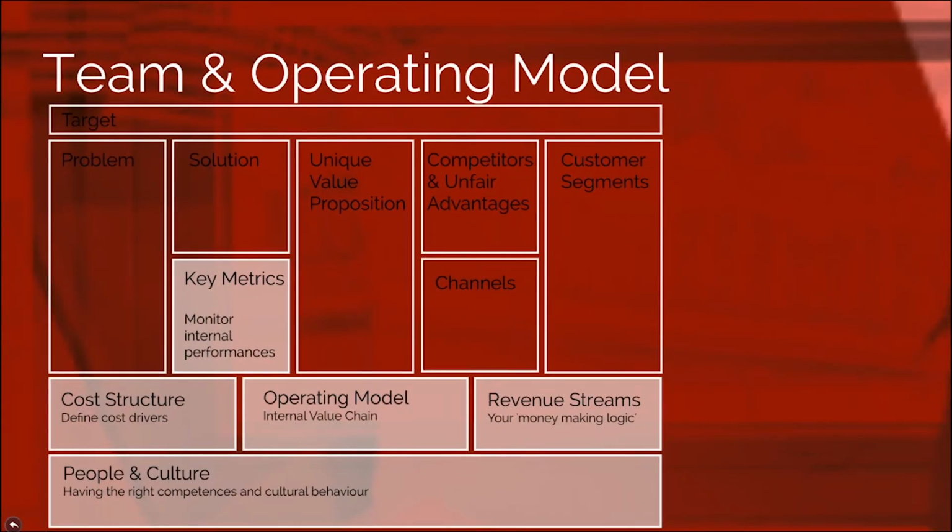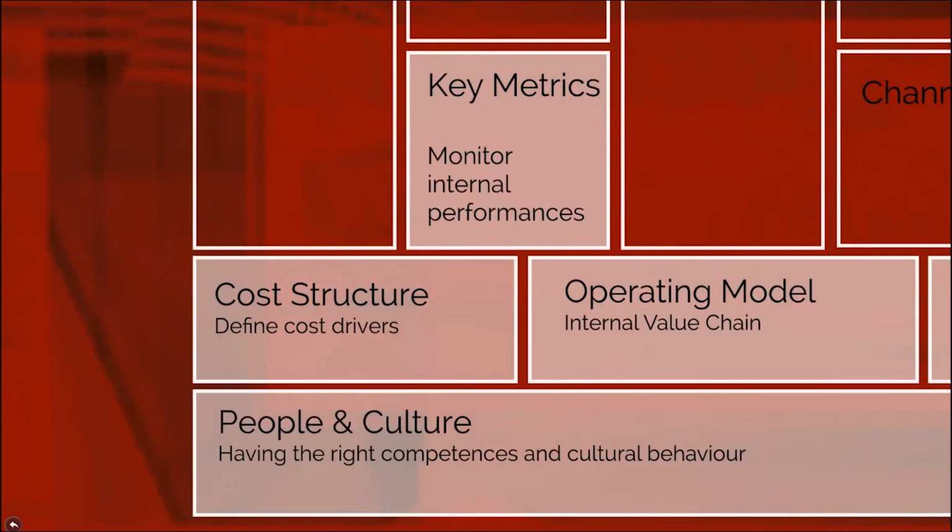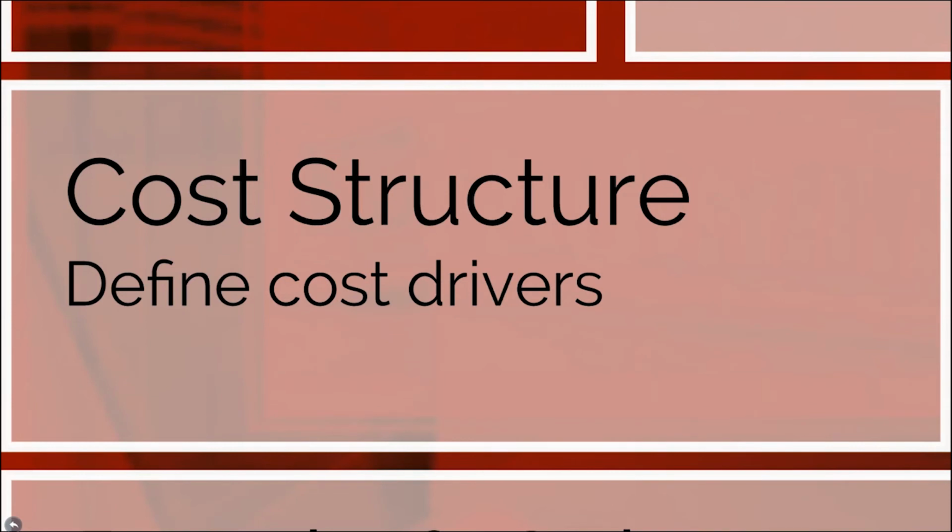The final segment is called team and operating model. This segment consists of 5 building blocks, and its purpose is to identify and validate how your company can deliver your solution in an effective and competitive way through the entire internal value chain. We start with block number 8. Here you define what cost drivers are essential in order for you to provide a competitive solution to the market. Ask yourself, is our solution primarily cost-driven, like Walmart, or value-driven, like Apple? Which key activities, production processes, or resources drive the most cost?